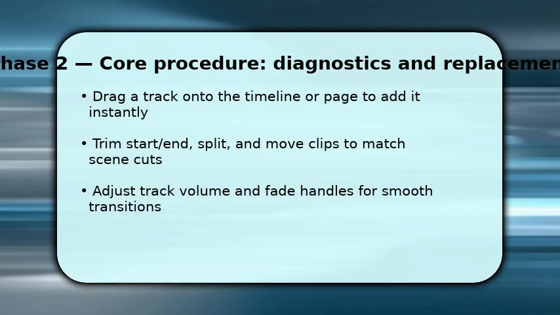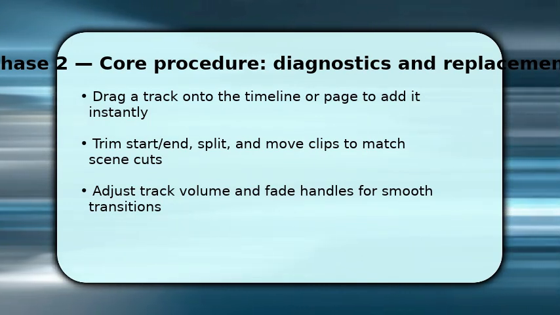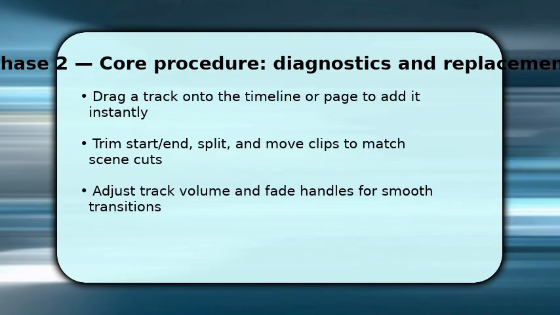Now drag the chosen track into the timeline. Placing it at the precise start point ensures beats land on cuts. Use the trim handles or the split tool to remove unwanted intro or tail. Once done, move segments so accents match key visuals.